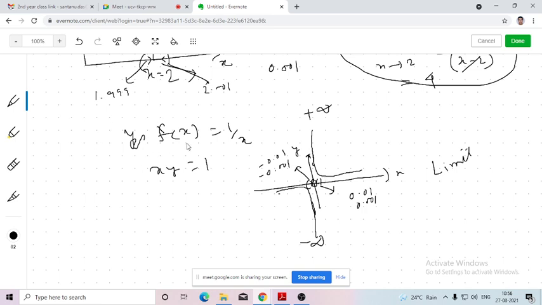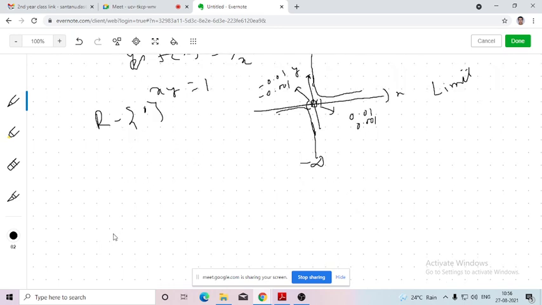Since the limit doesn't exist here, if I consider the domain as R, then the function will not be valid. So I need to take the domain as R minus 0. Is that clear now or not? Yes, sir.